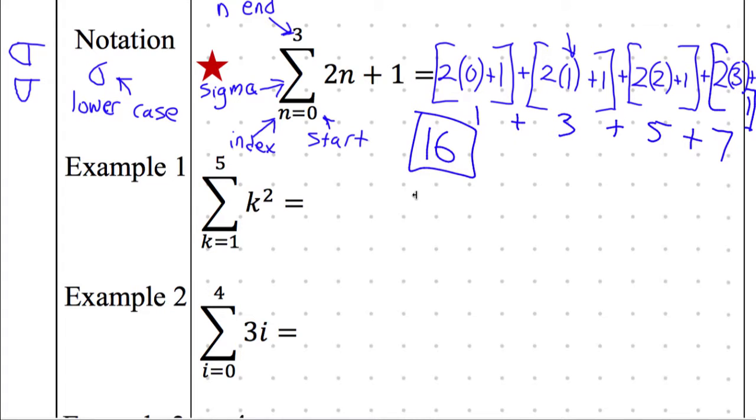So k squared. I'm starting with an index where k is equal to 1. So what's my first value going to be? It would be 1 squared. Then plus 2 squared, 3 squared, plus 4 squared, plus 5 squared. Why is this not working? There it goes.